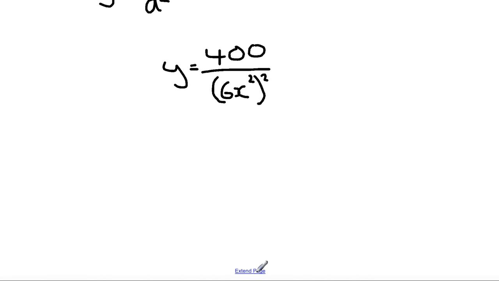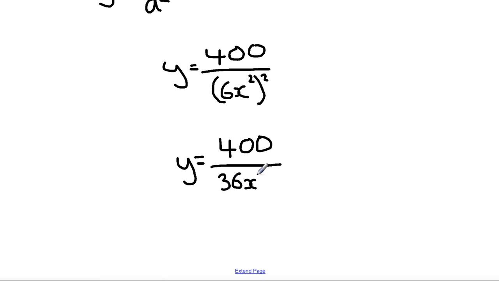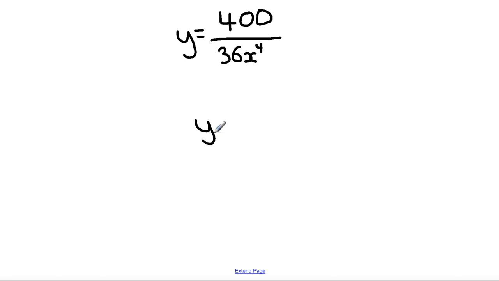Okay, and then I'm going to expand the brackets. So we have y equals 400 over 36x raised to the power of 4. I'm then going to simplify it further. So our answer should be y equals 100 over 9x raised to the power of 4. So that's our final answer.